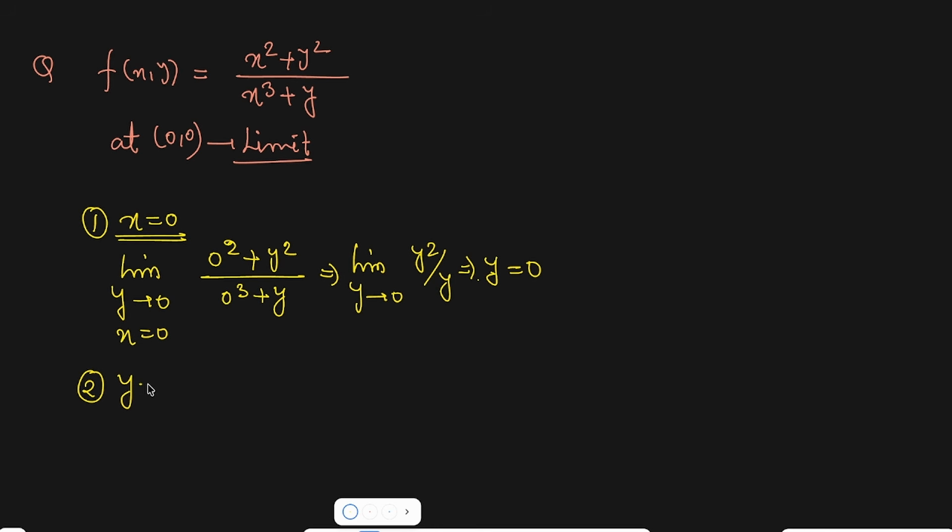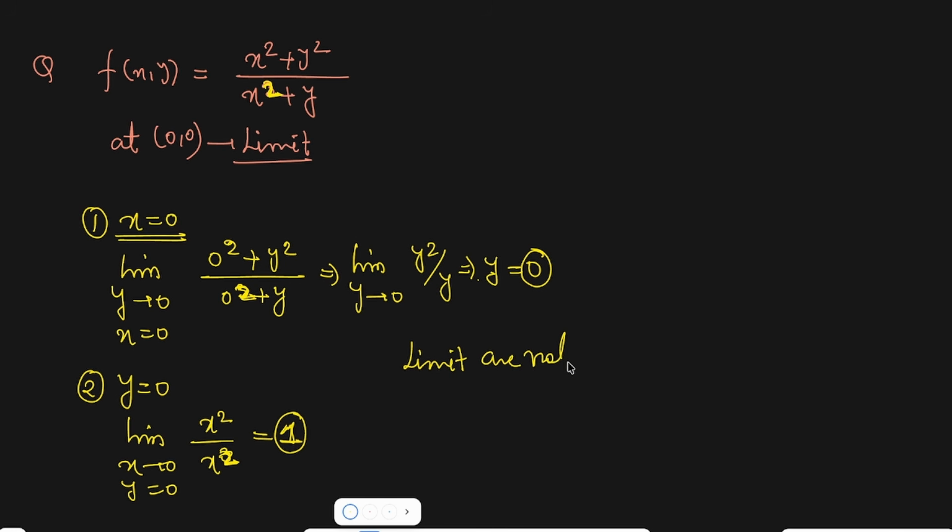Second, y is equals to 0, it means x tending to 0, y is equals to 0, it is your x square upon x cube. Instead of taking x cube, can I take x square here also? Yes, I can take x square here. If it is x square upon x square, it will be 1. Simply you can say that because these both limits are not equal, limits are not unique here.